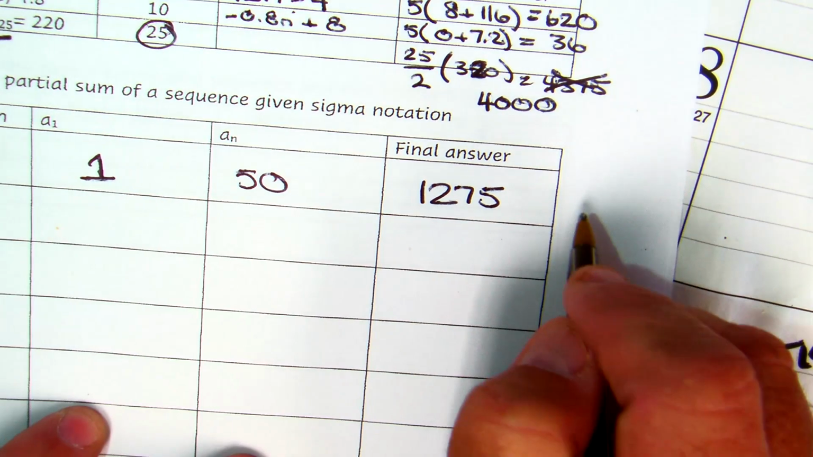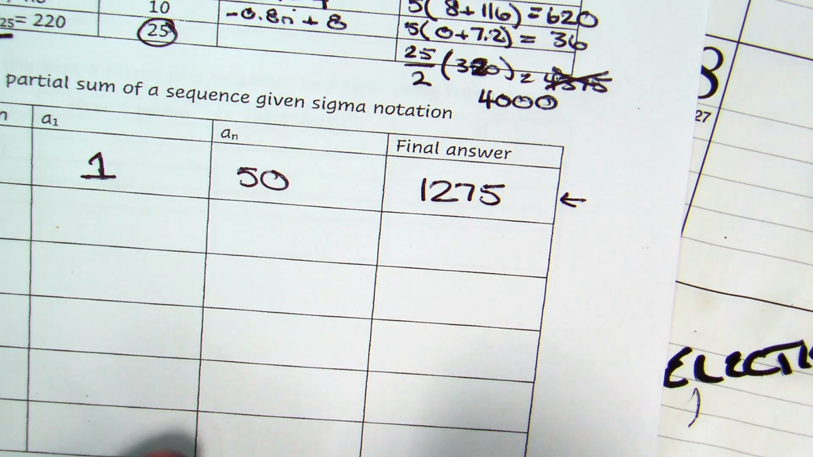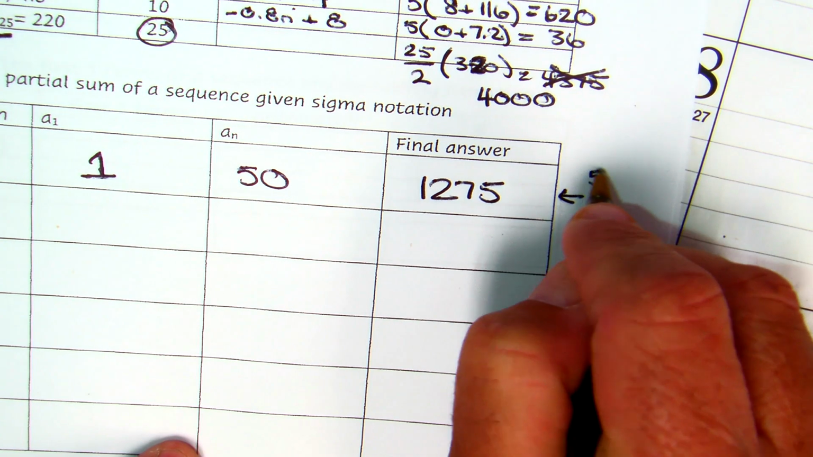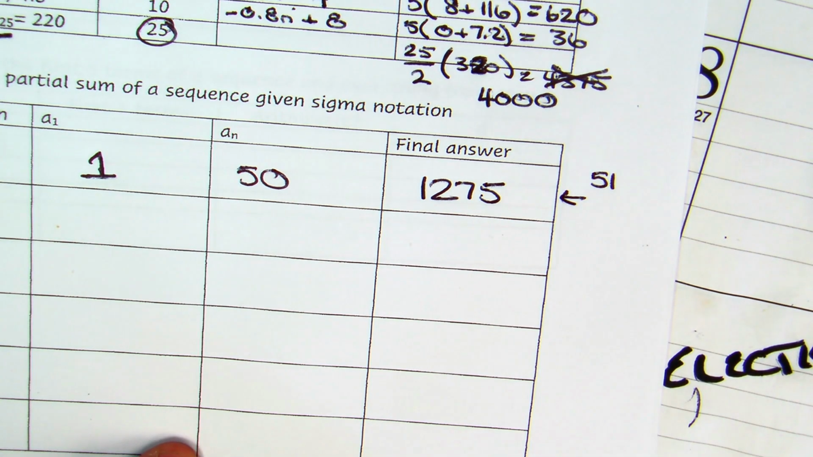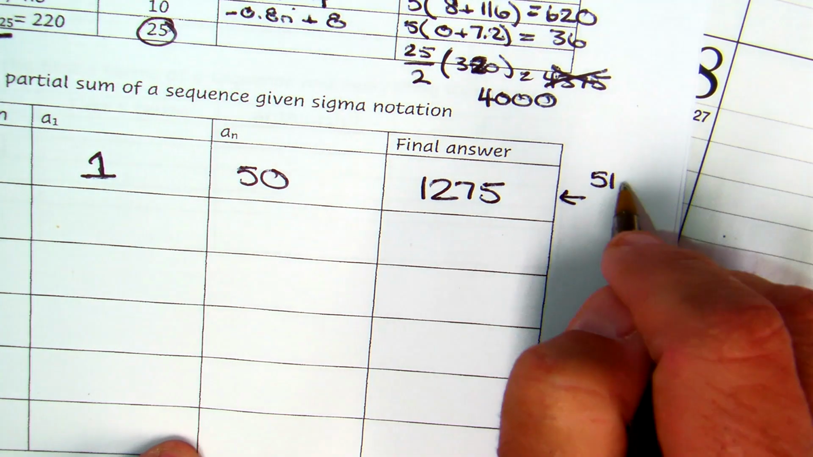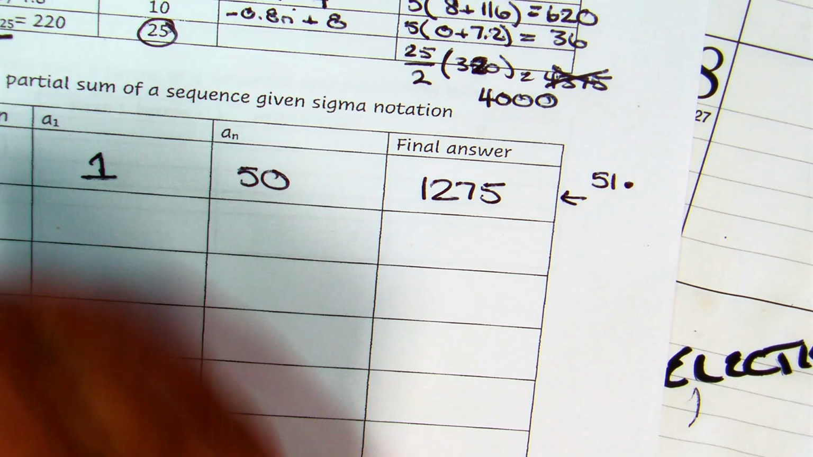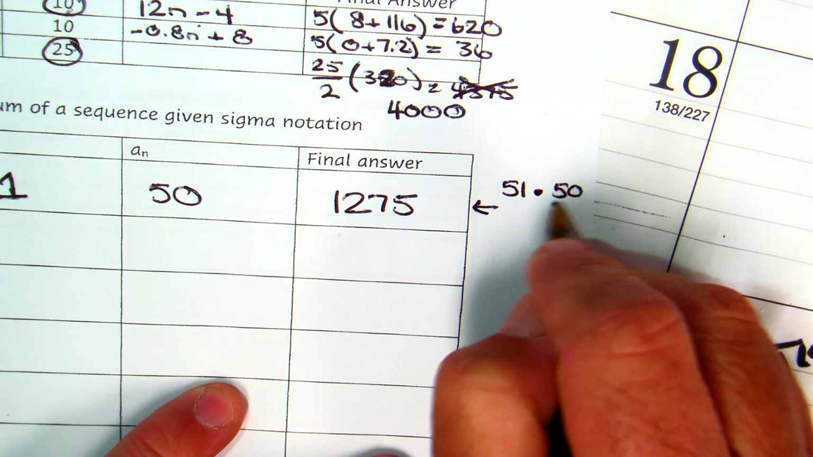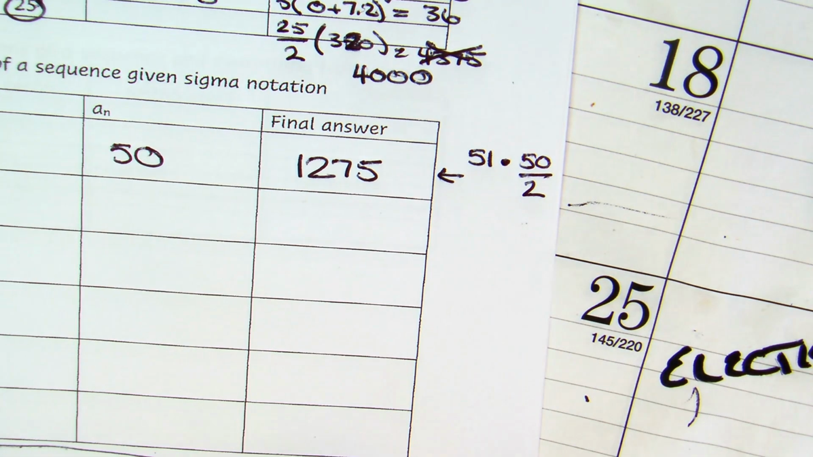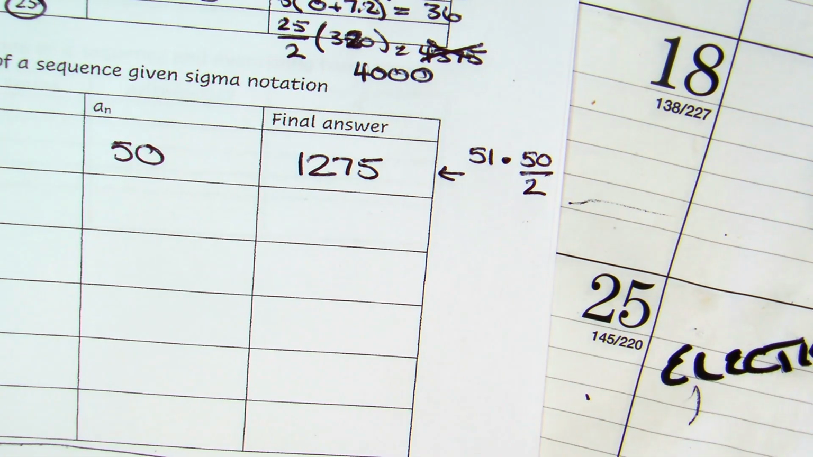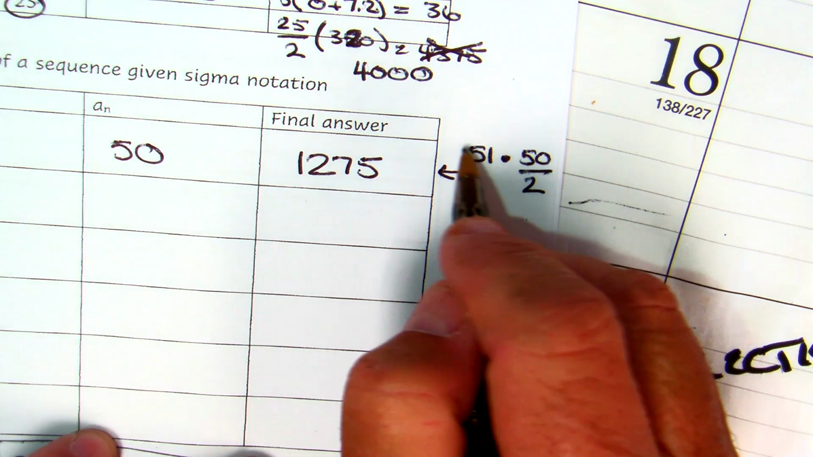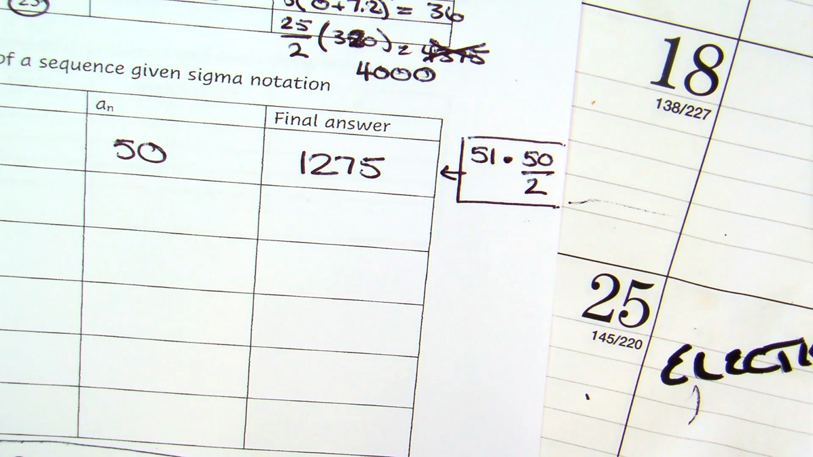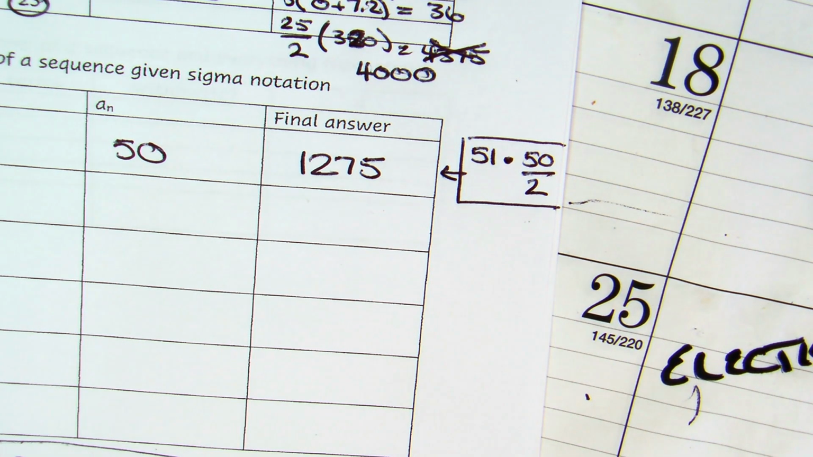So to get this, I would do 1 plus 50, which is 51. Everybody good? Times the total number of numbers, which is 50, divided by 2. So I'd end up doing 51 times 25, which gives me 1275. This is what I would expect to see at the minimum. Alright, that is what I would expect to see at the minimum, going from there.